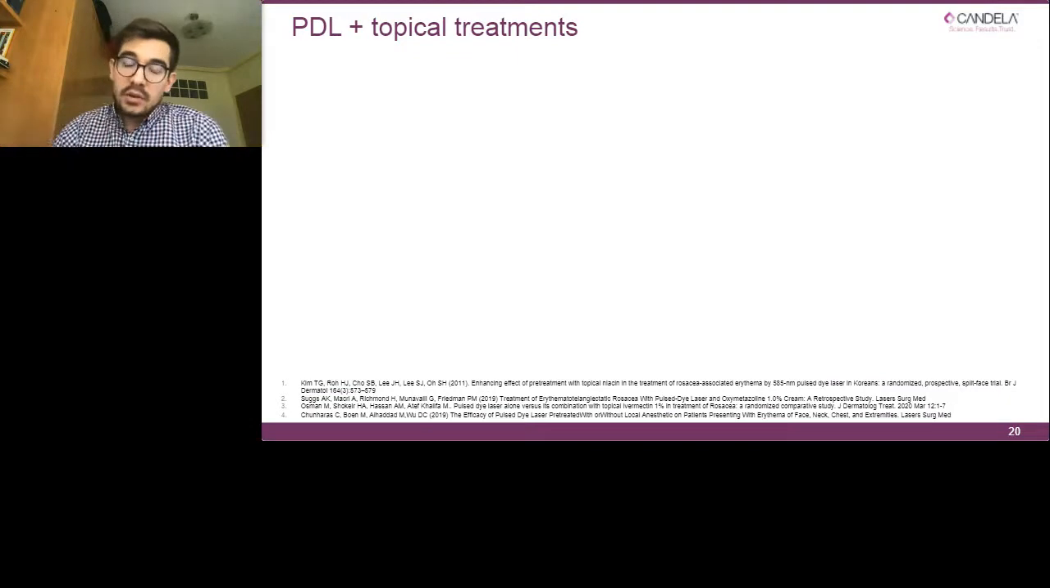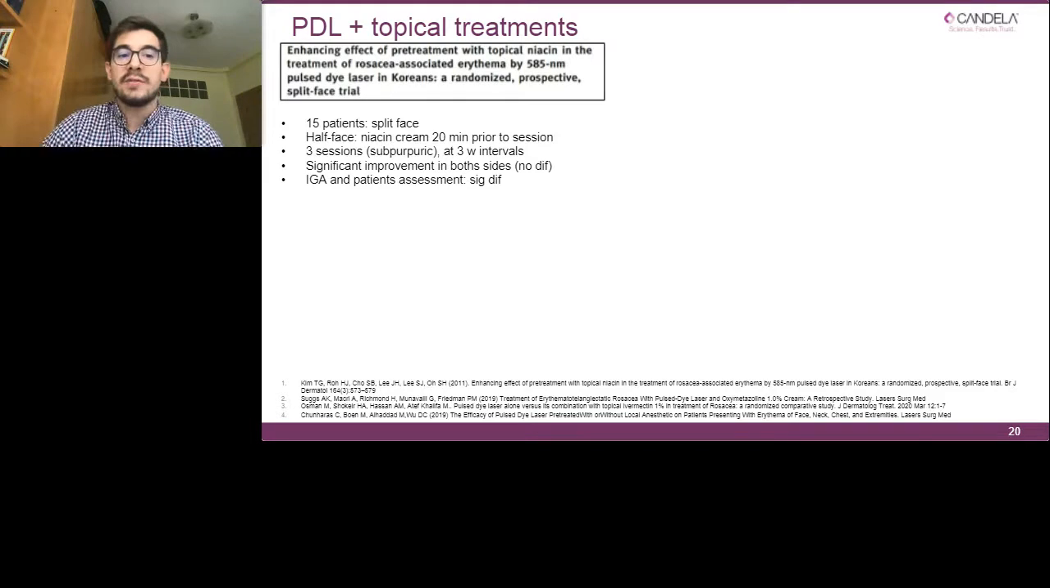As for the second question that I told you before, is it useful, beneficial and safe to combine topical treatments with PDL? There are several articles on this topic. For example, in this first one, they include 15 patients, and they make a split-face clinical trial using just PDL on one side of the face and PDL combined with an iosine cream on the other side. And even though they do not see any statistical difference in objective response, both the investigator's general assessment and the patient's general assessment show a significant difference in favor of the side treated with the iosine cream.